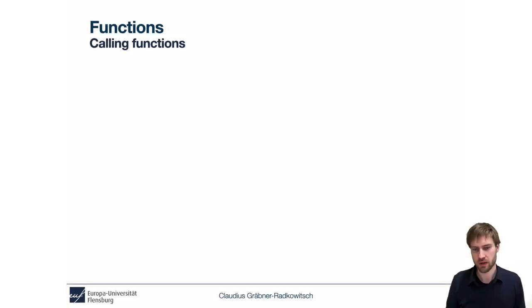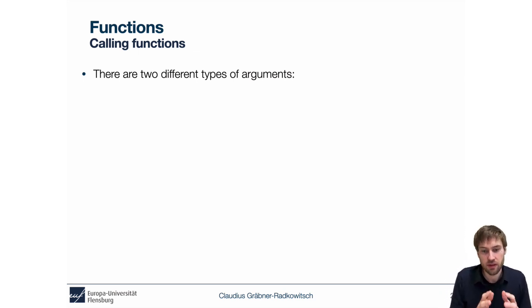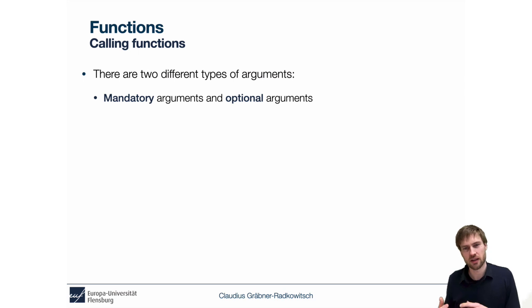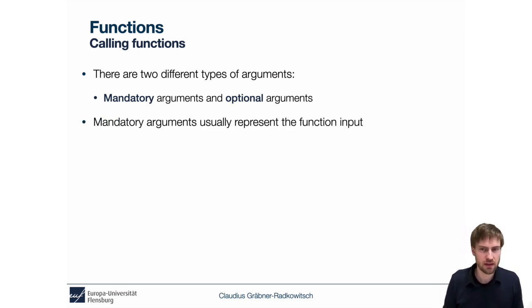When it comes to the practical use of functions, you're mainly using the prefix form. And when using the prefix form, you're putting the arguments of the functions within the brackets. And here it's very important to understand that there are usually two types of arguments. First of all, there are mandatory arguments, and secondly, there are optional arguments. Mandatory arguments are arguments that you need to provide for the function to work, and optional arguments are arguments that are not necessary but might be useful.